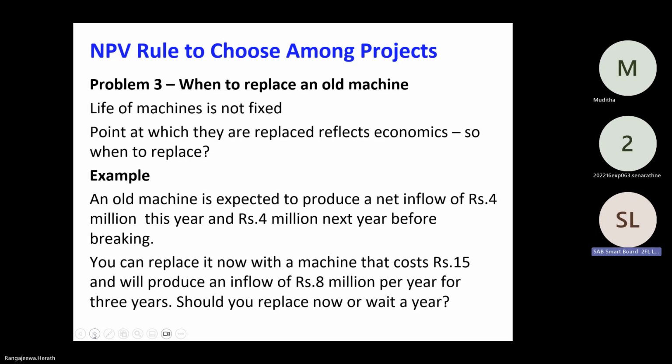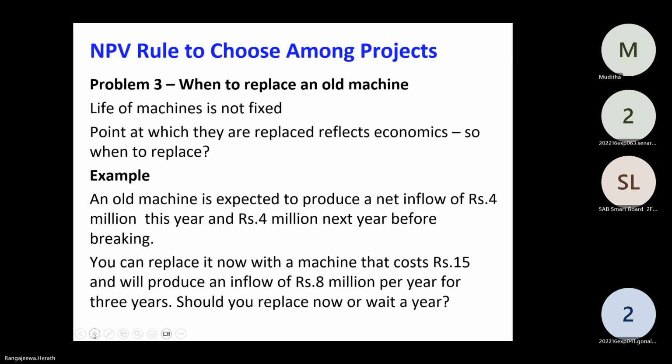Now we can find the NPV here. To decide whether to replace, we use the annual equivalent approach we used earlier. There is a machine, and we can replace it. If we replace it, we spend and replace the old machine. The old machine is expected to produce net cash flows of 4 million for the next 2 years. Otherwise, if we buy the new machine for 15 million, it will generate 8 million a year.